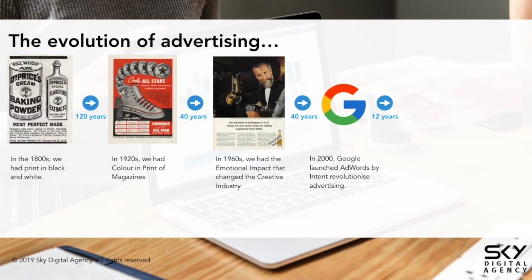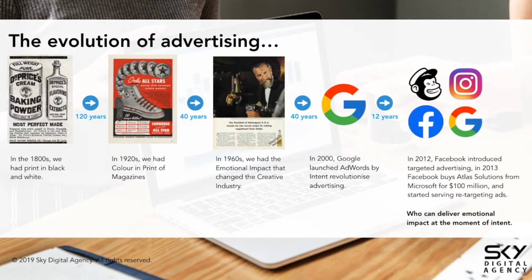So 12 years later, guess what happened? If you're able to make a guess, social media marketing and advertising came about. Facebook was first. In the year 2012, Facebook actually introduced targeted advertising. The initial advertising was like a marketplace where businesses are able to place their banners and ads, and people are able to search based on categories like beauty and wellness, or F&B deals and so on. Facebook made a decision to buy the company Atlas Solutions from Microsoft for 100 million and started serving retargeting ads.